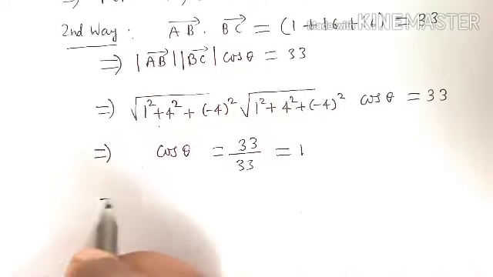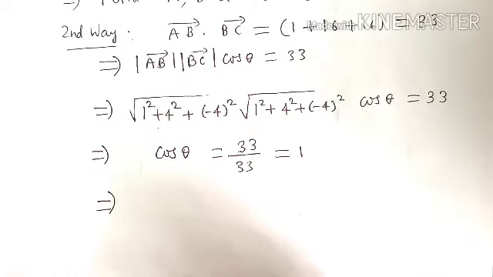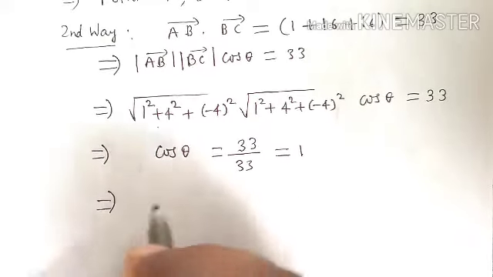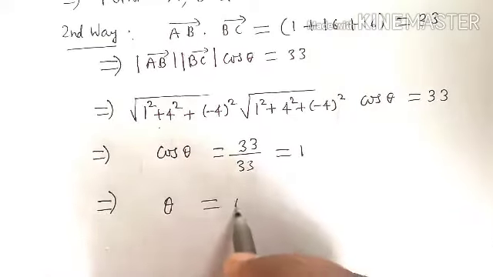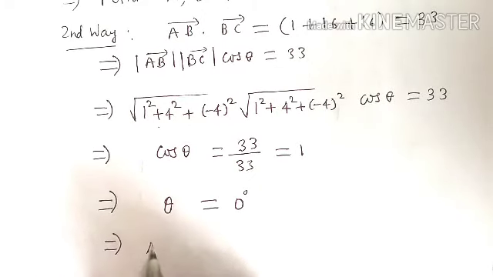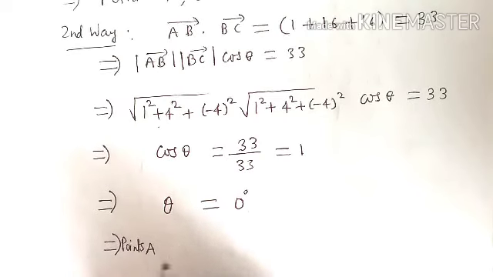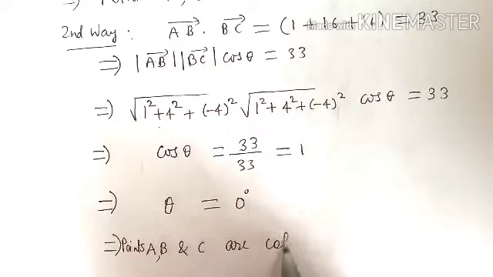We know theta lies between 0 degrees and pi. So here theta becomes equal to 0 degrees. This means the angle between vector AB and vector BC is 0 degrees. This implies that vector AB and vector BC are parallel, so points A, B and C are collinear.